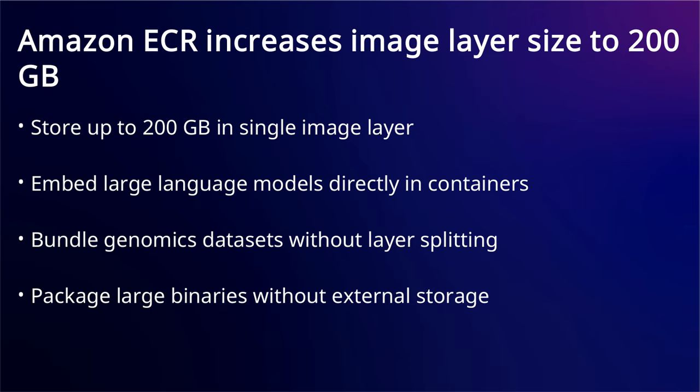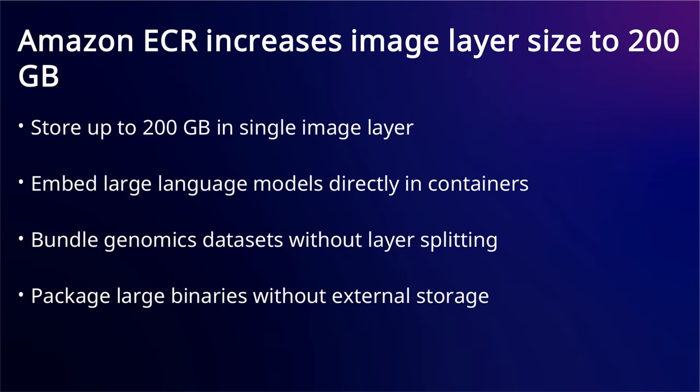Previously, you had to split large assets across multiple layers or offload them to external storage systems when building container images, adding complexity to your workflows. Amazon ECR now supports image layers up to 200 GB for images pushed via Docker push, up from the previous limit. You can store up to 200 GB in a single image layer, enabling you to embed large language models directly in your container images.